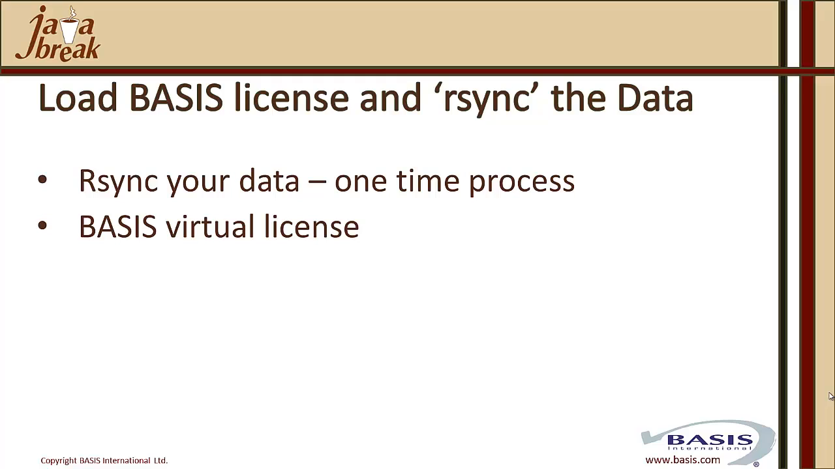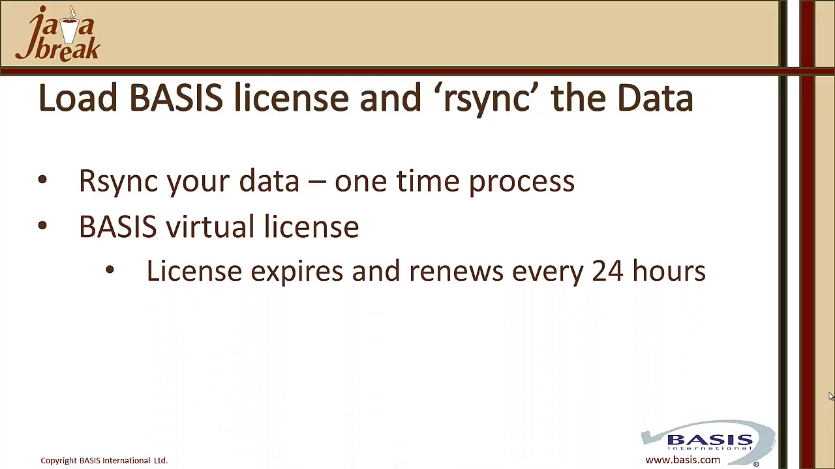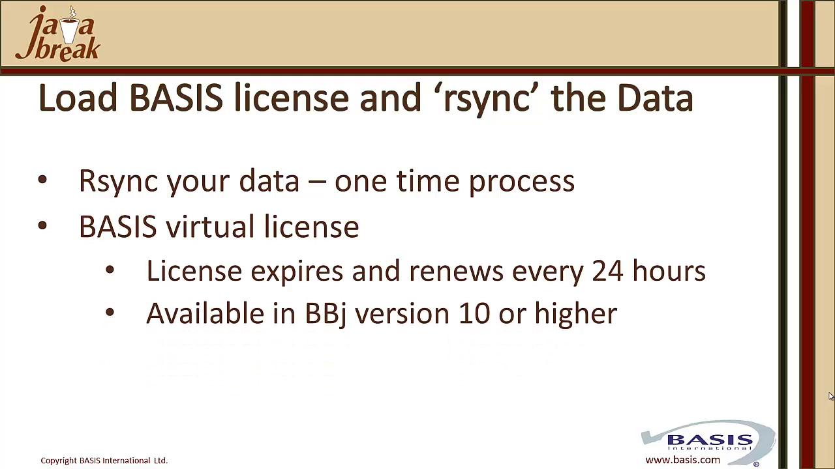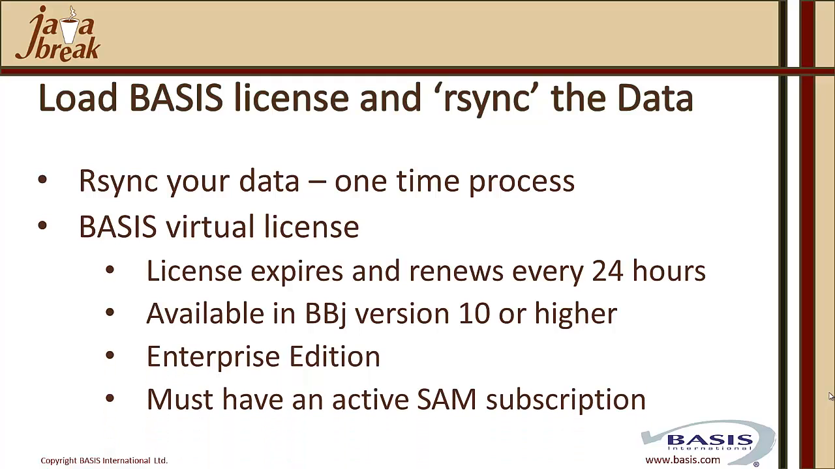Cloud or virtual machine licensing facilitates running a license on virtualization software such as VMware, Xen, or Amazon Cloud, or as a single license if your host ID changes every day. This license expires and renews automatically every 24 hours, so that changing host IDs will not interrupt the production or development process. The virtual Basis license is available on new as well as old versions of Basis products and requires, first of all, that BBj be version 10 or higher, that it is the Enterprise Edition, and that you have an active SAM, or Software Asset Management, subscription.